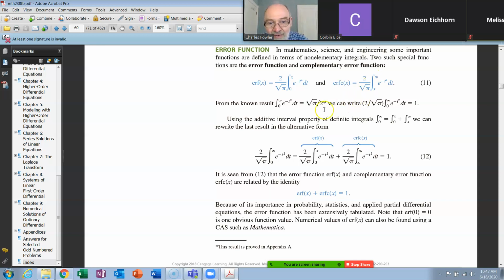Now, this integral from 0 to infinity of e to the minus t squared dt is basically what you get if you combine this part and that part. If you were to add these two together, that gives you the 2 over root pi on the outside. That's where you get your 2 over root pi, because they say the known result here is root pi over 2. They have proved it in Appendix A, so you can go back and look at that if you want to.